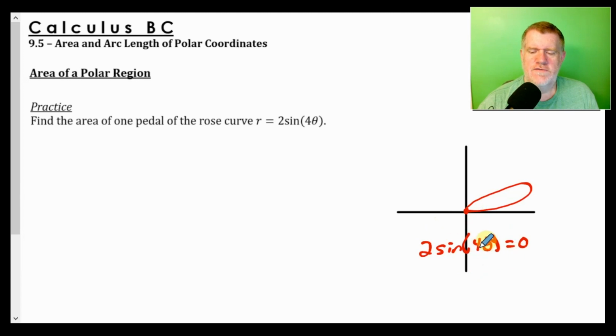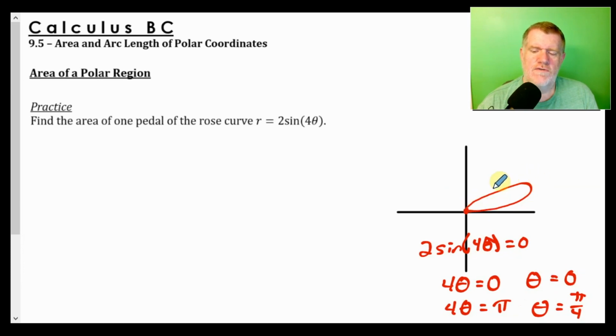So sine equals 0 at 0, at pi, at 2 pi, at 3 pi. So I want to figure out those are both angles that make sine equal to 0. So 4 theta would equal 0. So in this case, theta would equal 0, and theta would equal pi over 4. So this goes from 0 out to here, and by pi over 4 it comes back.